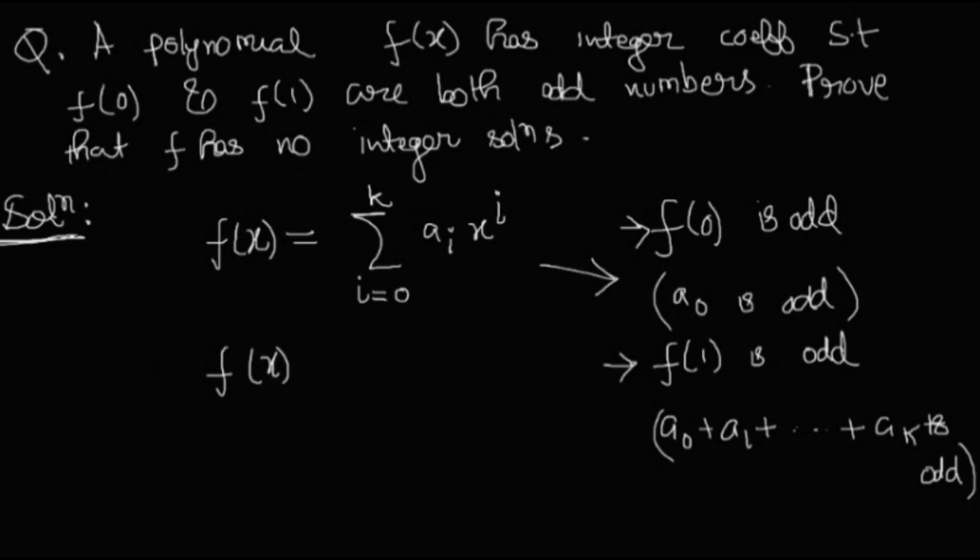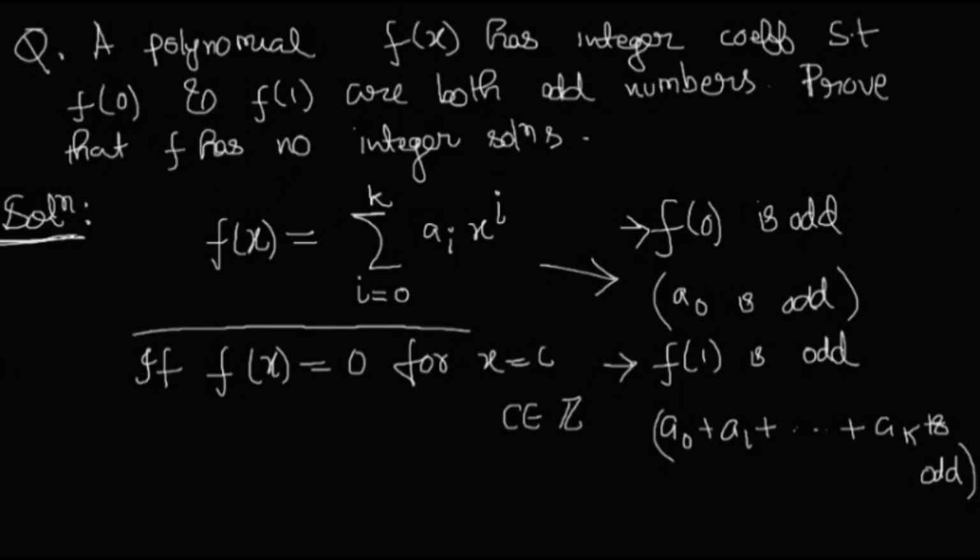You have to use these two facts, and you have to prove that if f of x is 0 for x equals c, then you will have a contradiction. That means x equals c is an integer, so c has to be an integer. If f of x equals 0 for x equals c, where c is an integer, then you have to show that this particular statement will beget a contradiction.